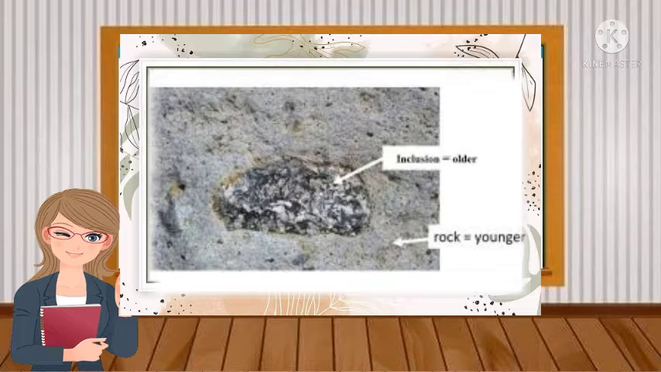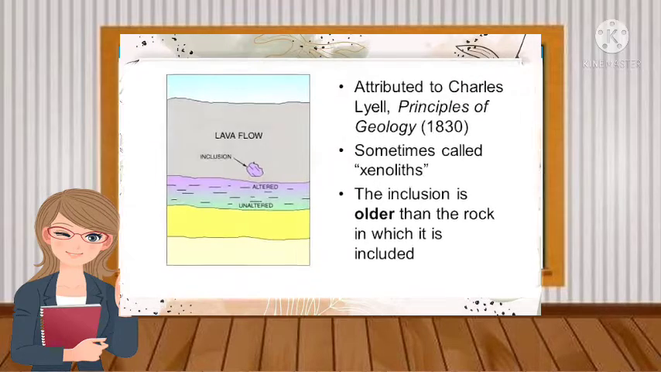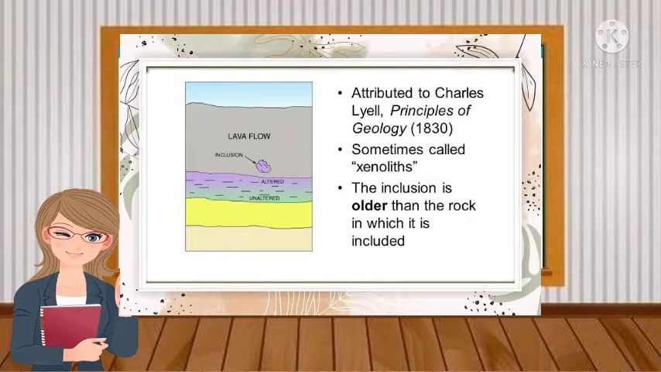So this inclusion represents the older rock, while the one that is enclosing it represents the younger rock. If the enclosing rock is an igneous rock, the inclusions are called xenoliths. And this principle is often useful for distinguishing between a lava flow and a sill.